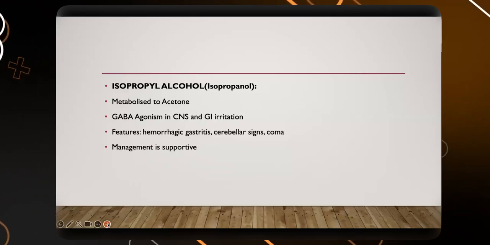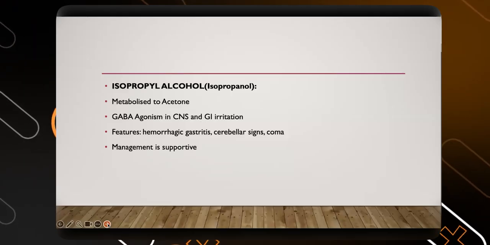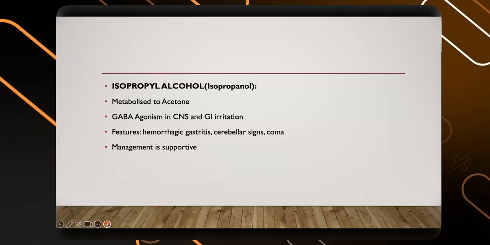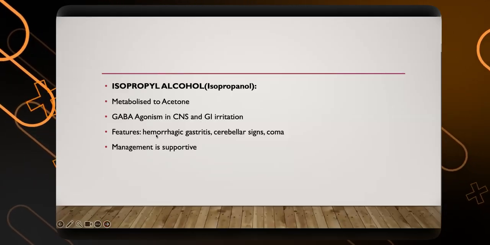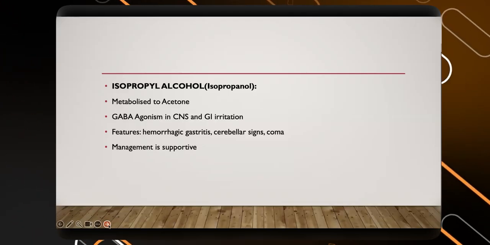Isopropyl alcohol, or isopropanol, is metabolized to acetone. It causes GABA agonism in the CNS and GI irritation. Features include hemorrhagic gastritis, cerebral signs, and coma, and management is supportive.